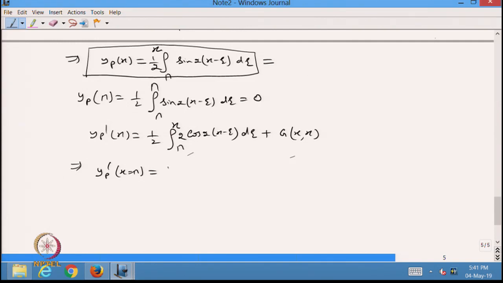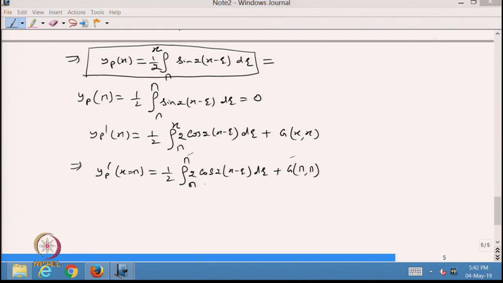So, in this case this integral becomes 0, plus G(π, π), and this is equal to 0, because G(π, π) is the solution of the corresponding homogeneous equation. From here I can say that my y_p at x equal to π will be 0.